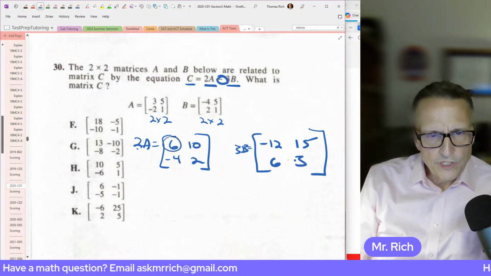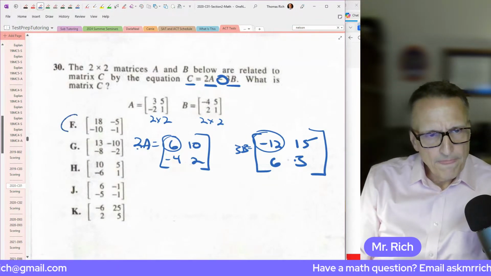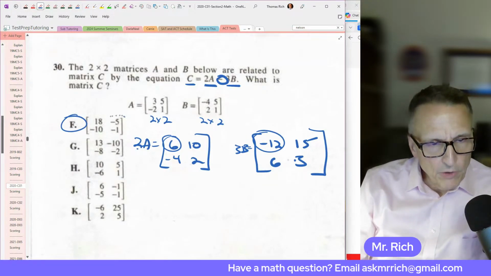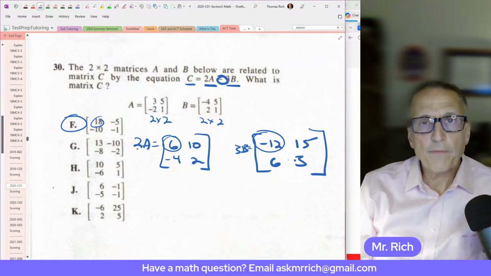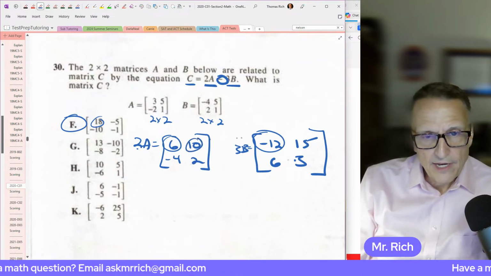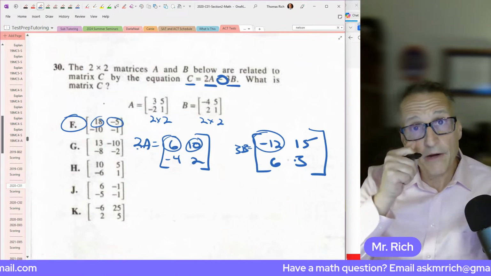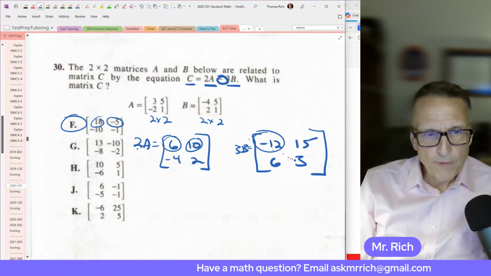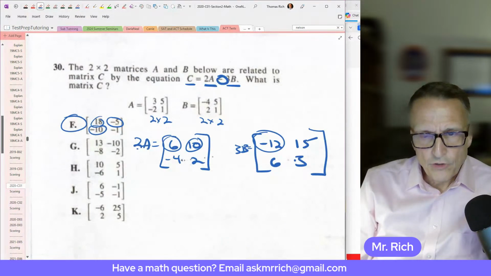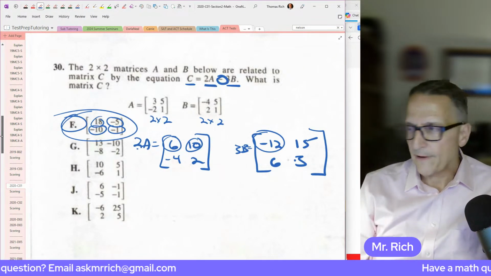So I would do 6 minus negative 12, 18. Already I like answer F because it's the only one that has an 18 in that upper left element. I'll try this one. 10 minus 15 would be a negative 5. So that checks out. And then negative 4 minus 6 is negative 10. 2 minus 3 is a negative 1. So F is our answer right there.